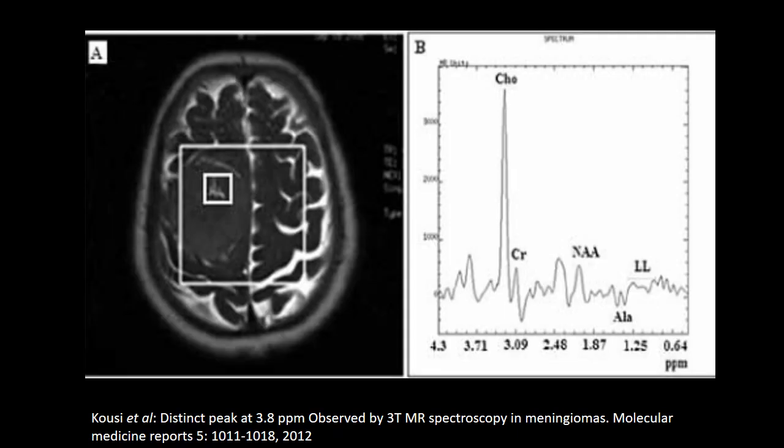MR spectroscopy is routinely not indicated in case of meningiomas. However, it is interesting to see its spectra. It will show an elevated choline peak with nearly absent NAA. Also, a typical peak is seen at 1.47 ppm, which is of alanine, and it is quite suggestive of meningioma.